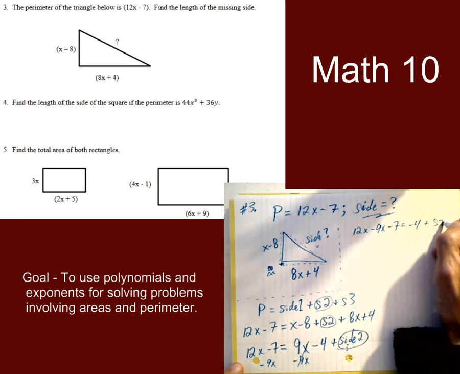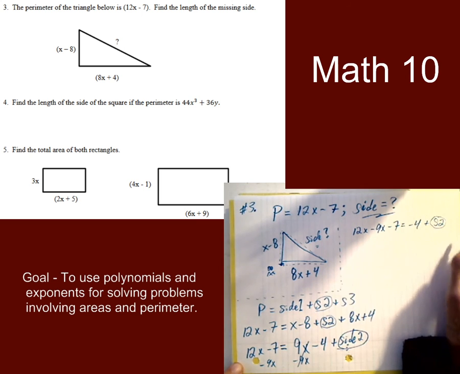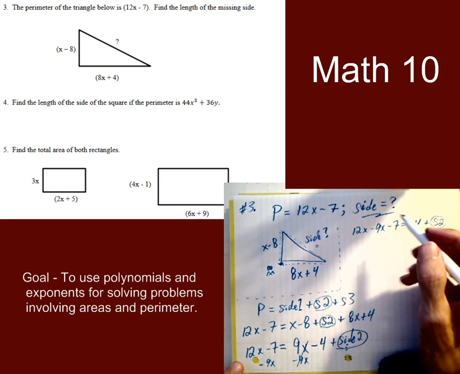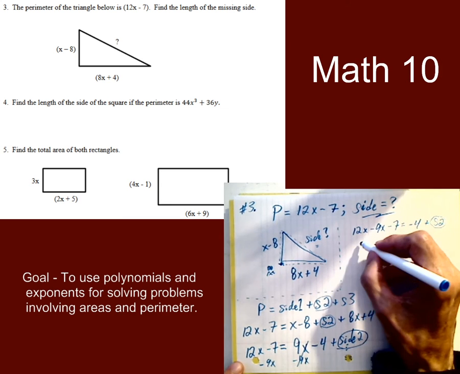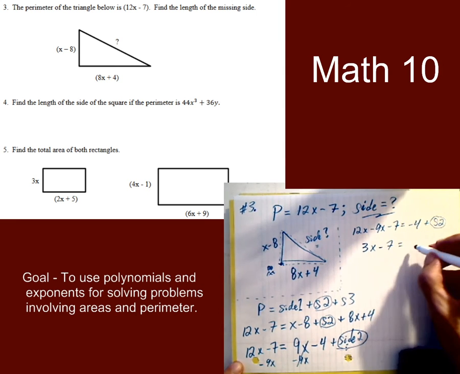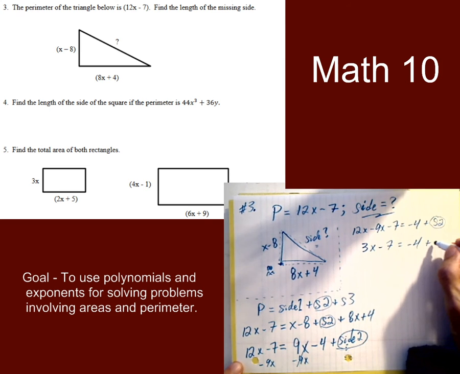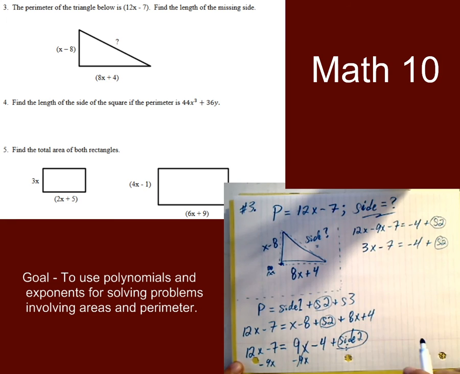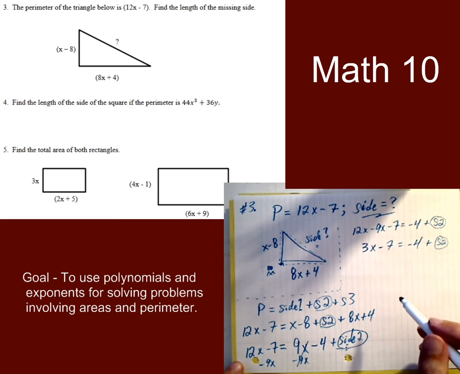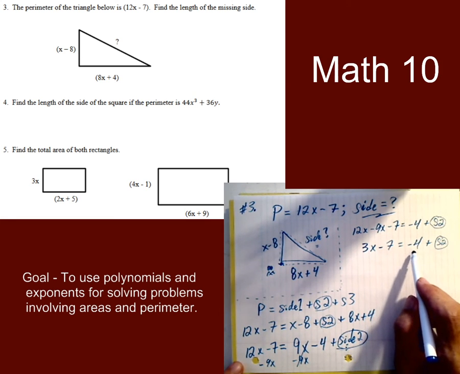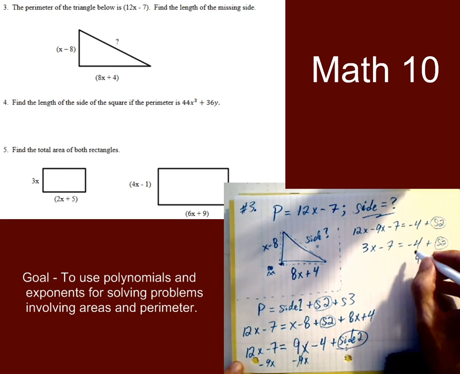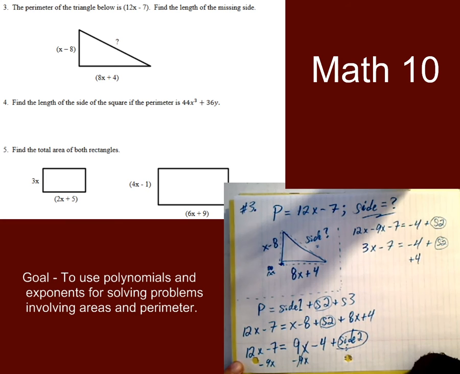minus 4. I'm going to go back to side 2 just because of the space that's there. Okay, so with collecting like terms, we can go 12x minus 9x, that's 3x minus 7 now is equal to negative 4 plus S2, the missing side. Well, watch this. We got to get negative 4 out of there. So what we do is we choose the same number and the opposite sign. So we add 4 to this side.